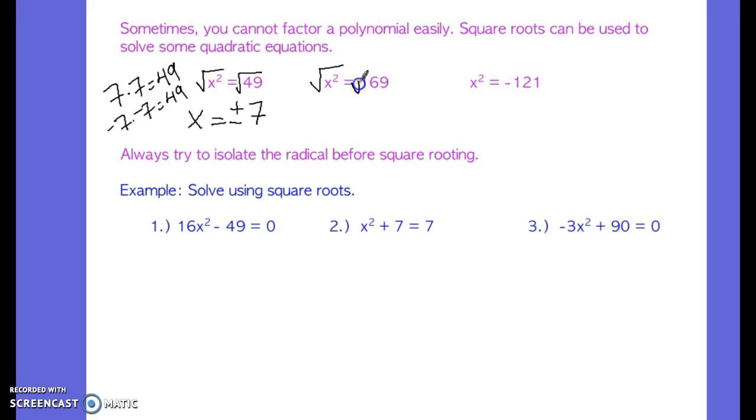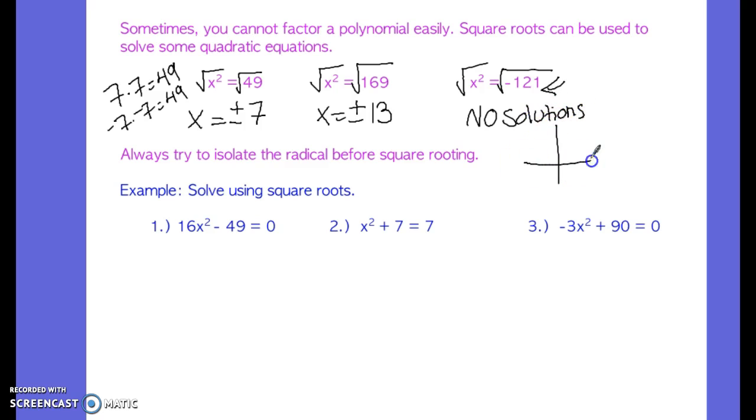Take the square root, take the square root. X equals positive or negative 13. Take the square root, take the square root. Oh no! You can't have a negative under the square root. So there is no solution.